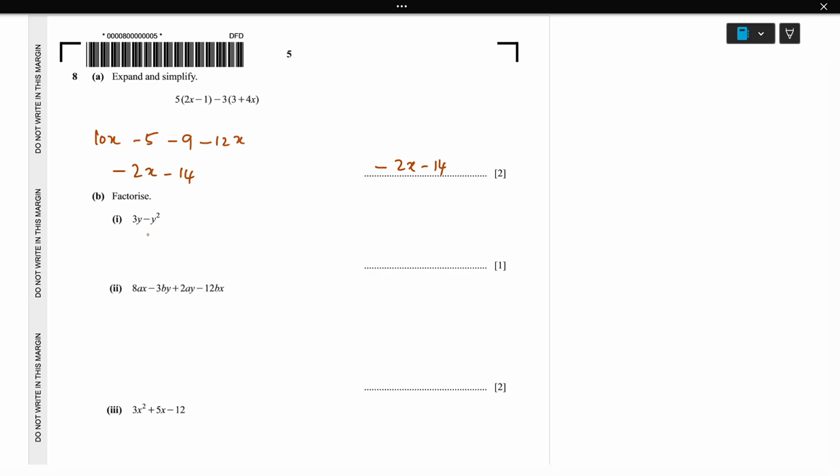The next one, factorize. So the highest common factor, y, we will bring outside. So what is left is 3 minus y. So y times (3 minus y). This is factorized.